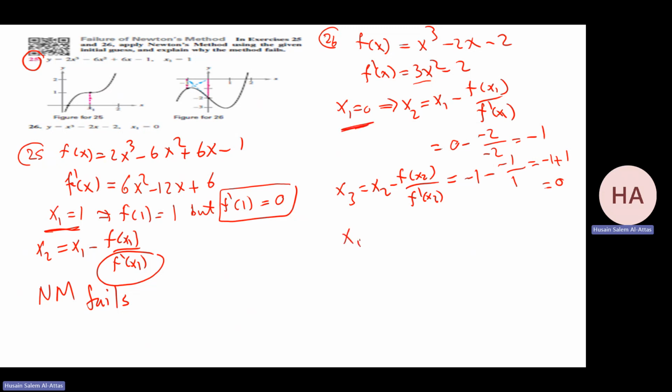So what will be x4? If I plug 0, I'm getting minus 1. x5, 0. x6, minus 1. So Newton's method will fail. I will not go to something fixed. It will go up and down between 0 and minus 1. So Newton's method will fail to converge.